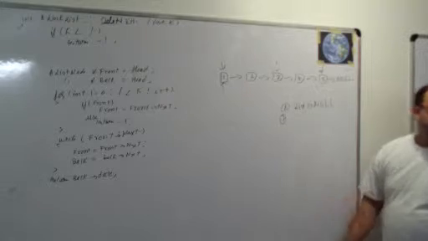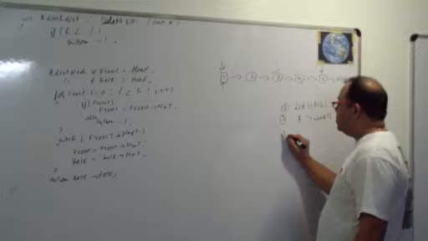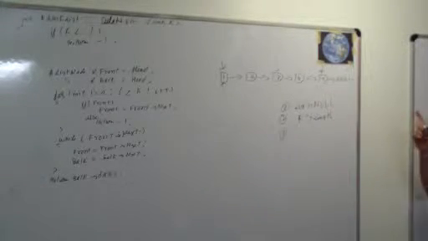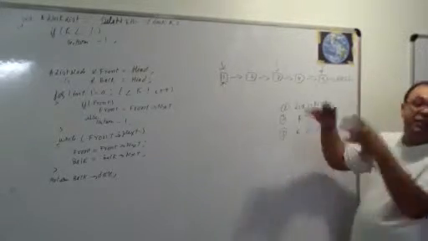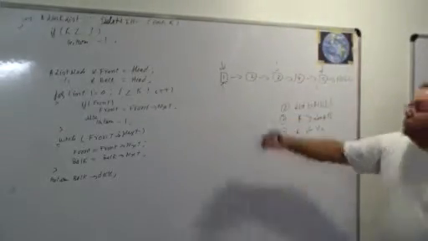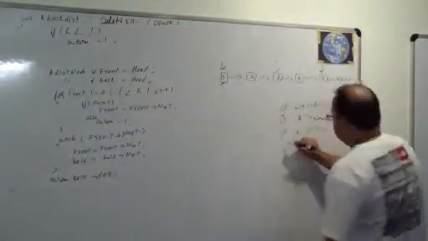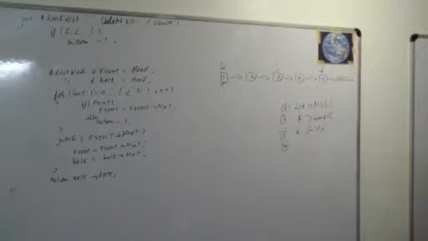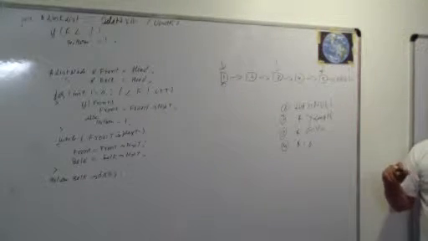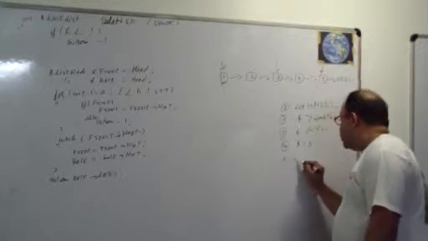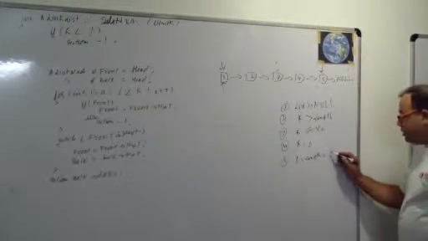K is greater than length. Third condition is K negative. K negative cannot be. I mean, if somebody passes a negative value, you can use uint over here, then that won't happen. Fourth would be if K is equal to 0, which means they want to delete the tail. And K is equal to length, which means they want to delete the entire thing, the head.